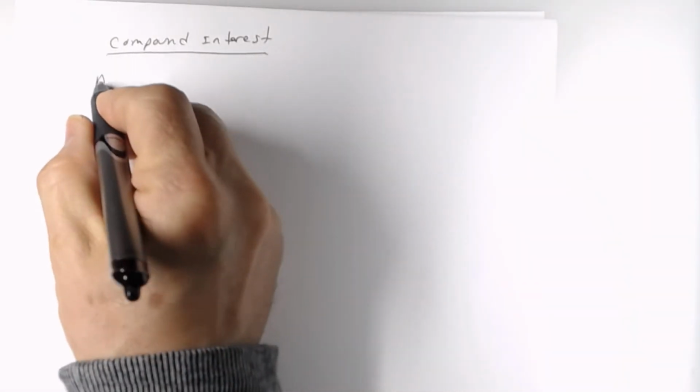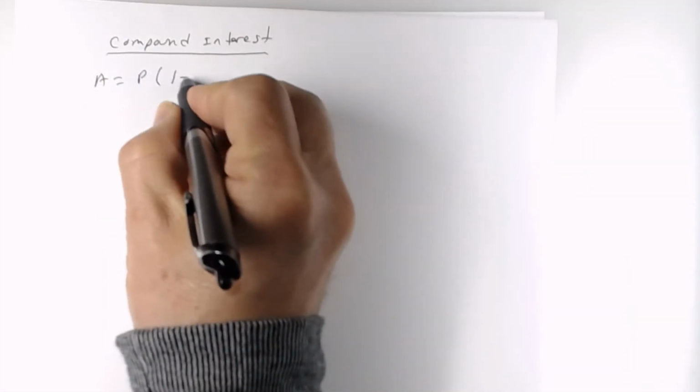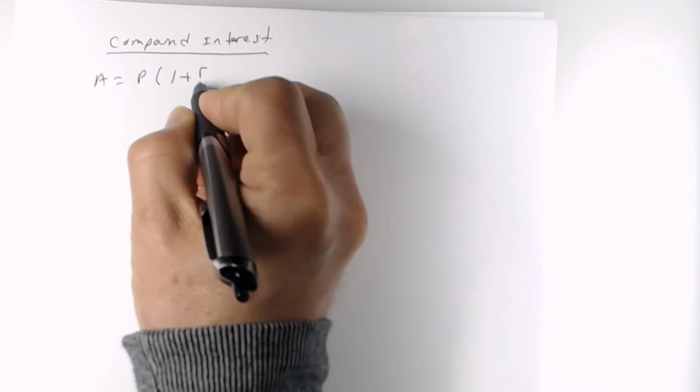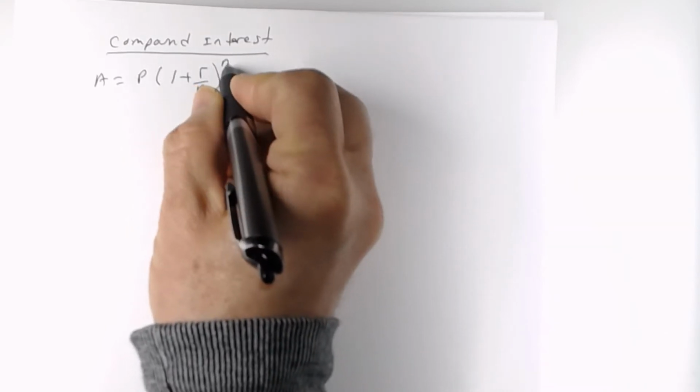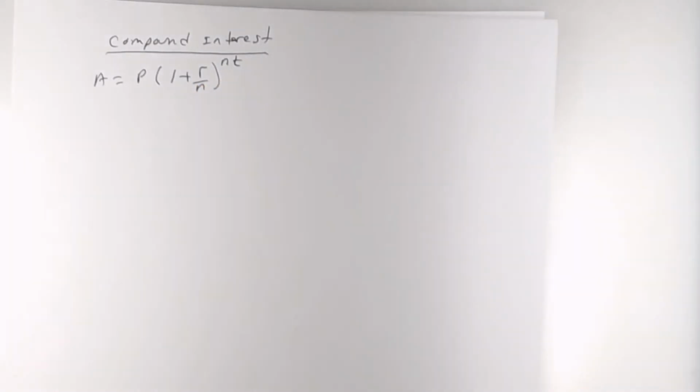So A, just write down the formula, we'll talk about the letters. A equals P times 1 plus R divided by N raised to the NT. Just go ahead and write that down. So A equals P times 1 plus R divided by N raised to the NT power.